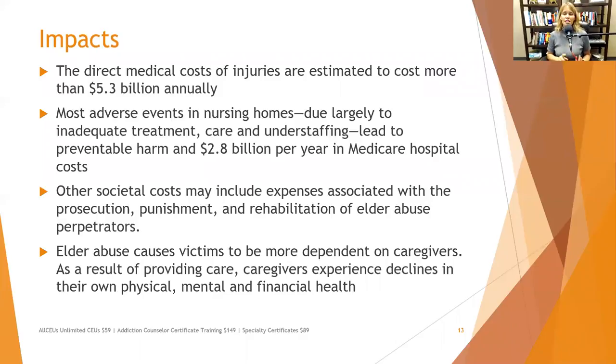Other societal costs may include expenses associated with prosecution, punishment, and rehabilitation of elder abuse perpetrators. Elder abuse causes victims to be more dependent on caregivers. If you're injuring them, you're reducing their physical quality of life as well as their emotional quality of life, so they become more dependent. As a result of providing care, caregivers experience declines in their own physical, mental, and financial health. So it's a downward negative spiral here. We want to help build families up, not watch them wither away.